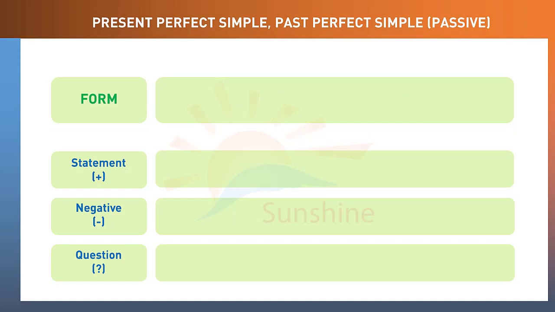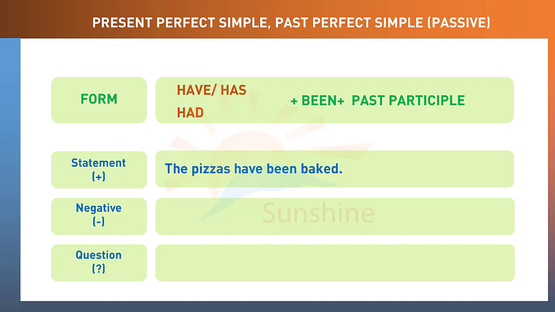Now we'll look at the perfect simple tenses, present perfect simple and past perfect simple. For this, we use have, has or had, been, and the past participle. For a positive statement, the pizzas have been baked. We use the subject, then have, been, and the past participle. For a negative statement, the pizzas haven't been baked. We use the subject, the negative form of our verb, haven't or have not, been, and the past participle, been baked.